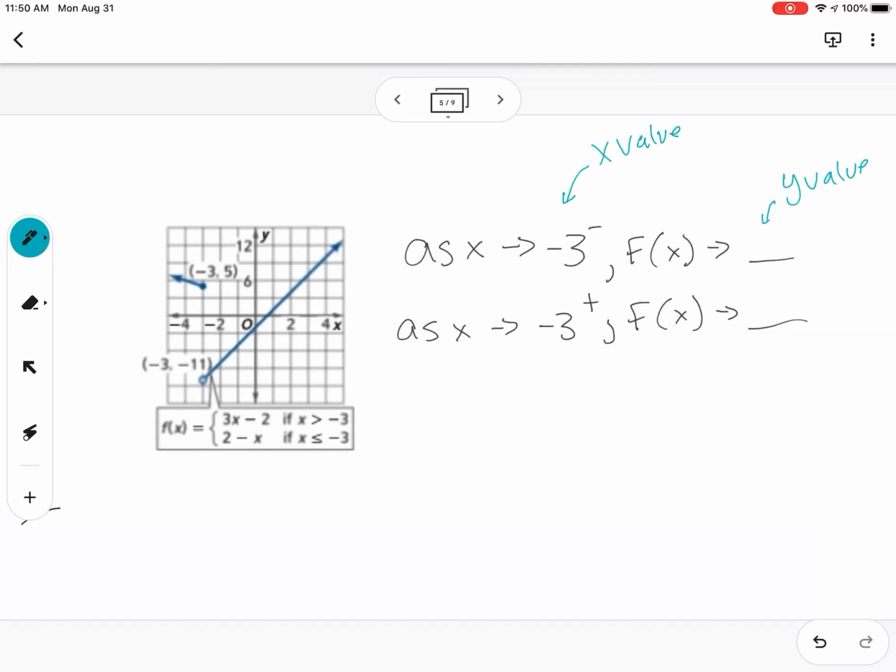The x value goes there, the y value goes on the other side. If we're looking at this dot, if we go over, it's on 6. So 6 would go here. For this one, as x approaches -3 from the right side, so the right side is over here. So as our graph's going here, what value is this dot on?